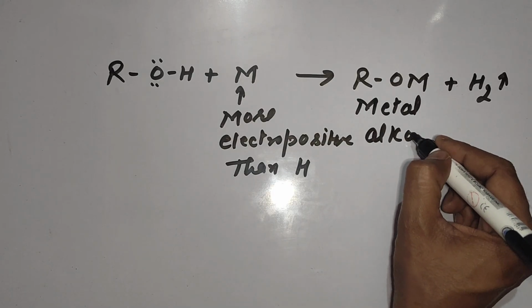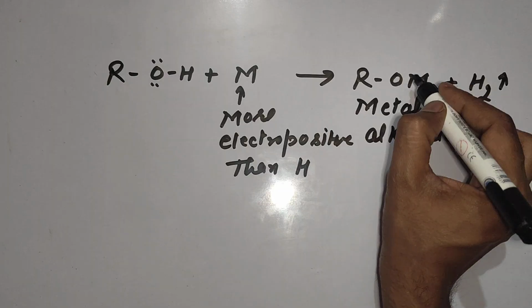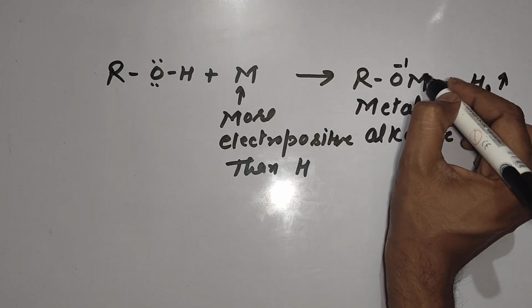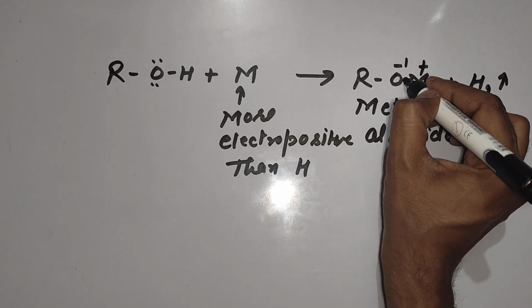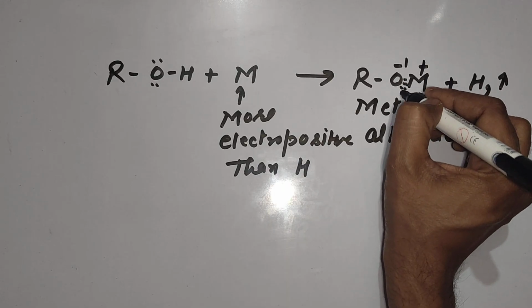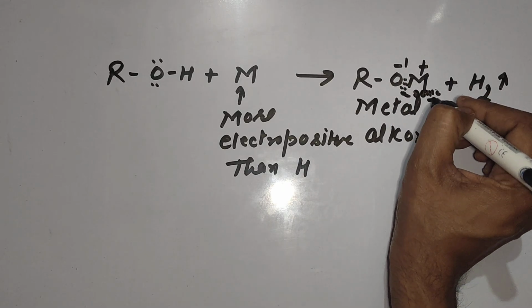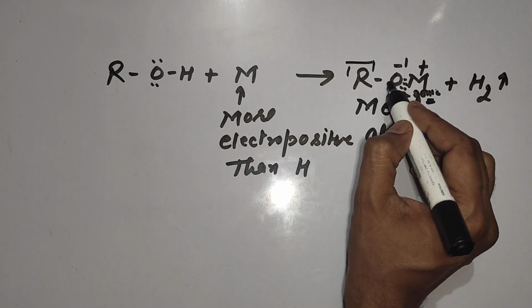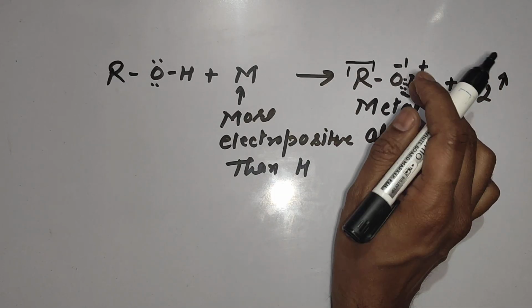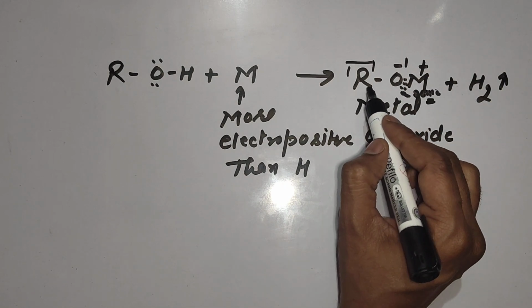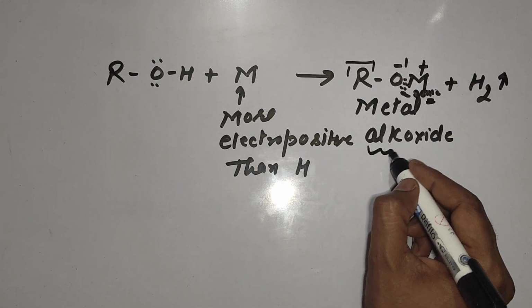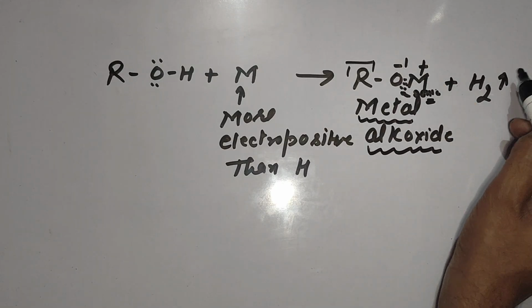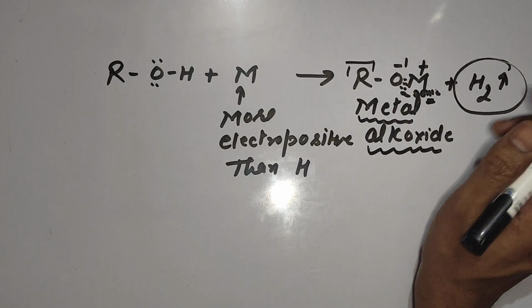Metal alkoxide. Because in this compound, oxygen is carrying complete negative charge, which will be balanced by positive charge of the metal, and between oxygen and metal, there will be ionic bond. And this part is alkyl part, we know, and this is oxygen with a negative charge, so we call it oxide. So alkyl and oxide, so that's why we are calling it alkoxide, which is balanced by a metal, so we are calling it metal alkoxide. Side product will be hydrogen gas.